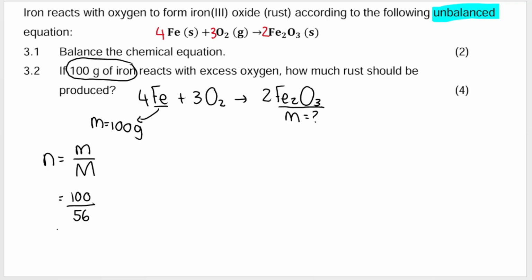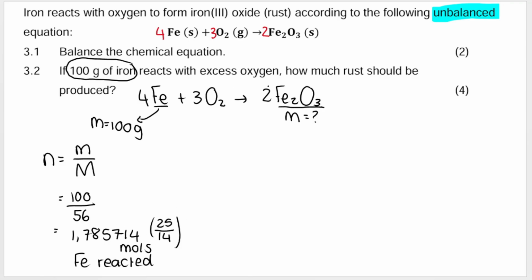And you may write that in decimal form, but if you do, remember, don't round off. We're not at the end of the question. I would just leave it as a fraction. If you want to write it as a decimal, leave it to at least 6 decimal places, more or less. But you can leave it as a fraction. So the simplified version of the fraction is 25 over 14 moles. Now take note, that is the amount of iron that is completely reacted.